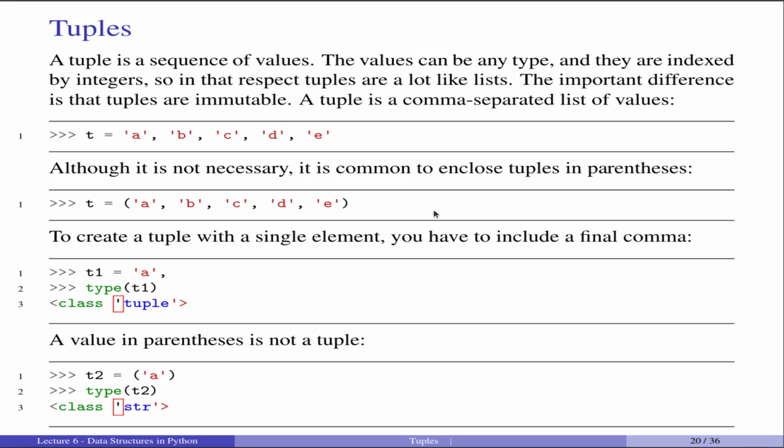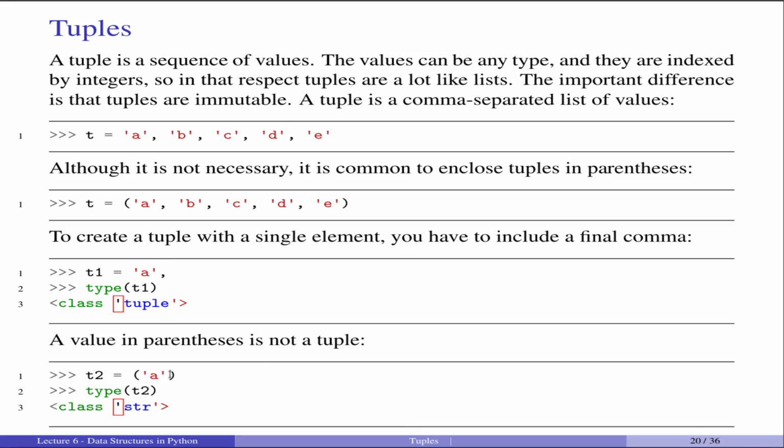An interesting point: if I want to create a tuple with a single element, I have to include a final comma. Remember this, if I want to declare a single element tuple, I have to append a comma at the end. So for example, if I want to create a tuple with just a, I have to write a comma. Then it will create a tuple which has only one element in it, and that is a. Okay, alright.